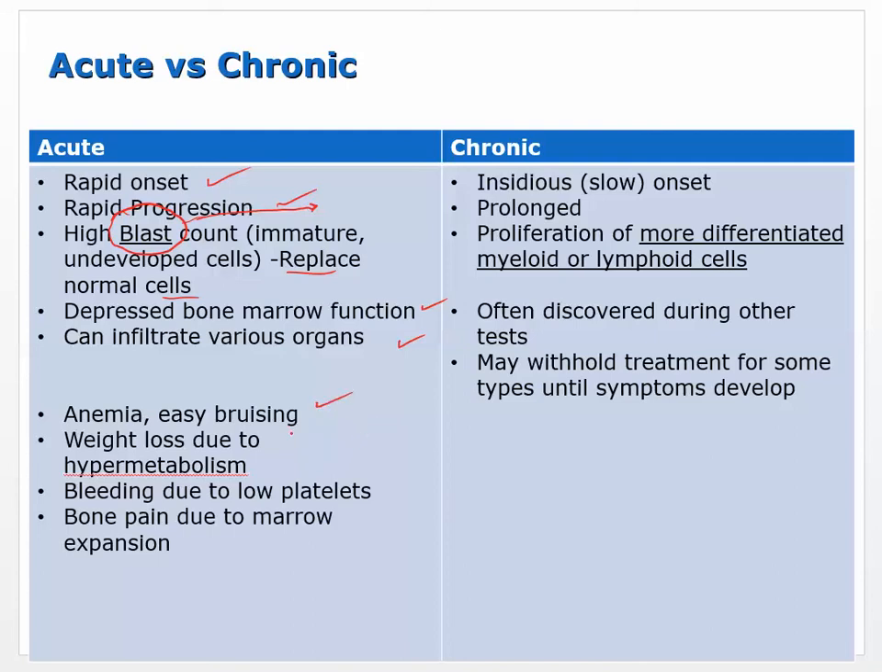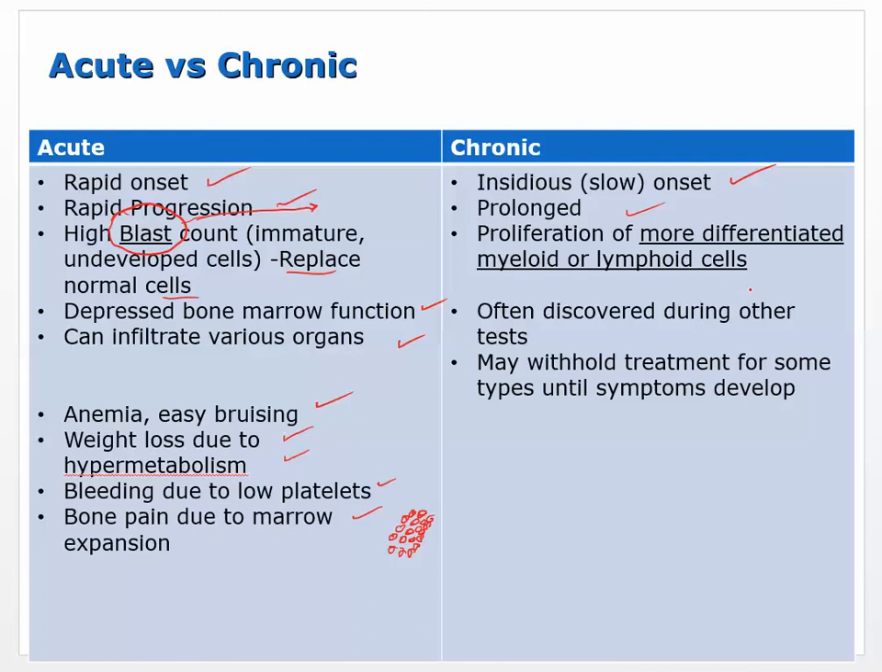Anemia, you'll see anemia, so easy bruising, weight loss due to hypermetabolism, bleeding due to low platelets, bone pain due to marrow expansion. Now remember, red blood cells, not red blood cells, well, yeah, those too, but all blood cells are made in the bone marrow. If you turn up the division of even one type of those, then you're producing more and more, and that can cause the bone marrow to expand, and you can feel that. That's going to cause bone pain. Okay, that pushing out.